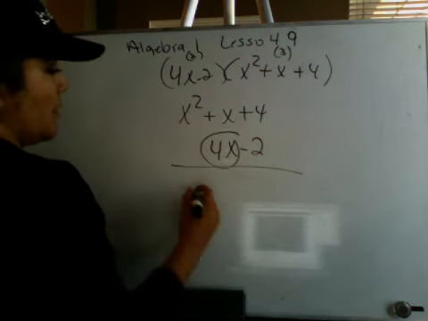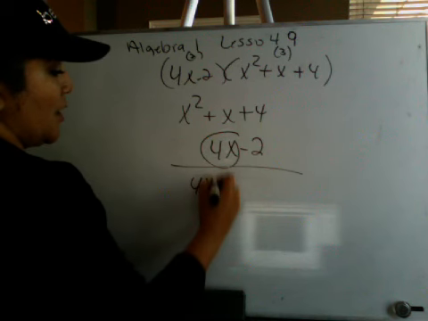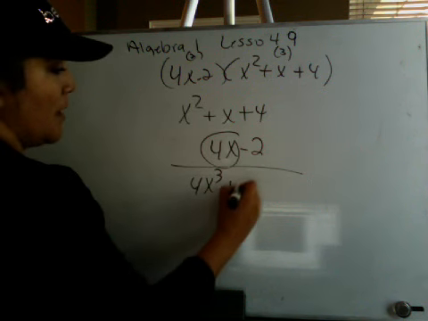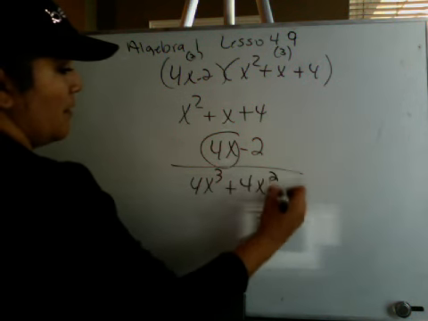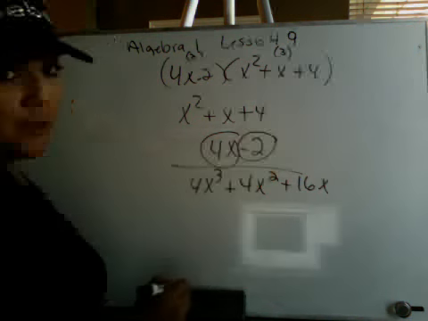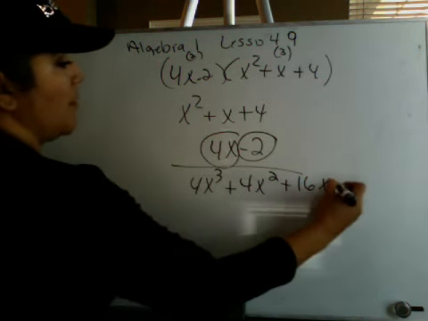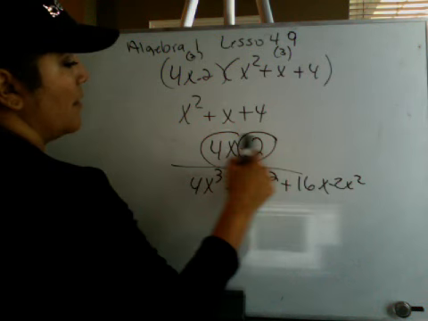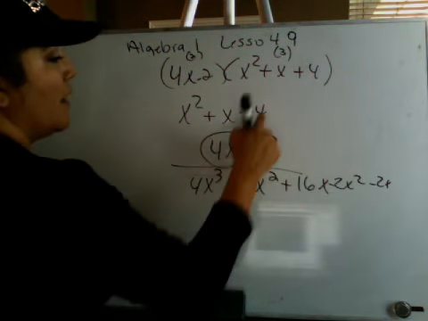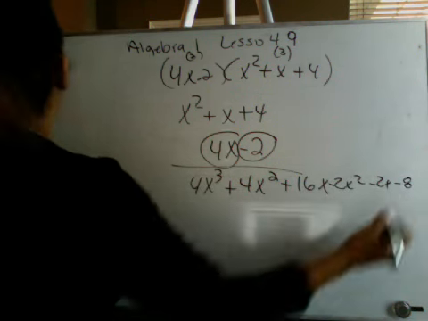So we take the first term. 4x times x squared is 4x cubed. Because remember, x squared times x, 2 plus 1, plus 4x squared plus 16x. And then you have negative 2 times x squared, so minus 2x squared. Negative 2 times x, minus 2x. Negative 2 times 4 is minus 8.